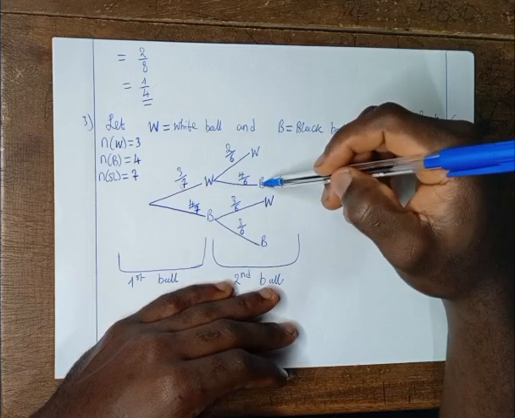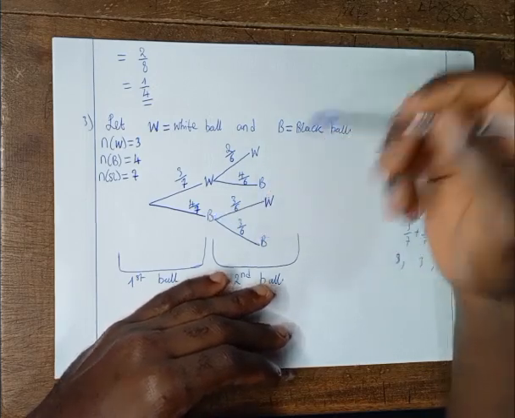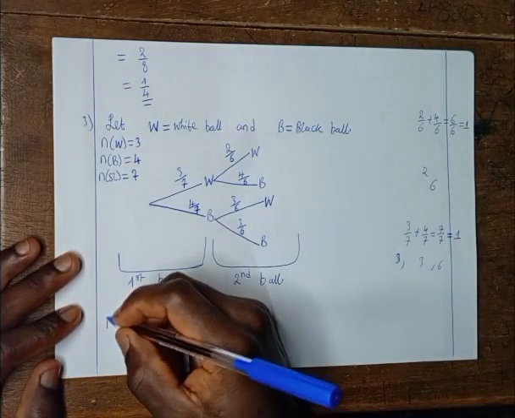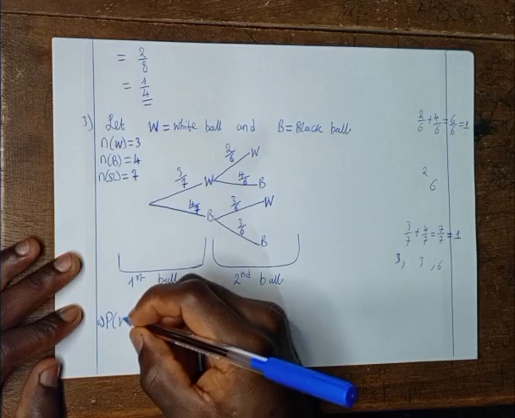Looking at all the branches, you see here we have white, white. Here we have white, black. This one cannot be taken. Here we have black, white. Cannot be taken. Black, black. It cannot be taken. So we are going to make use of this branch. Question E, we have probability of getting white.